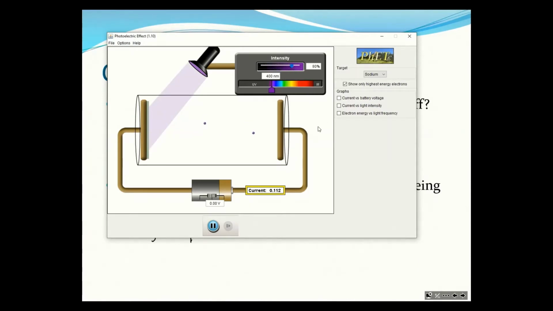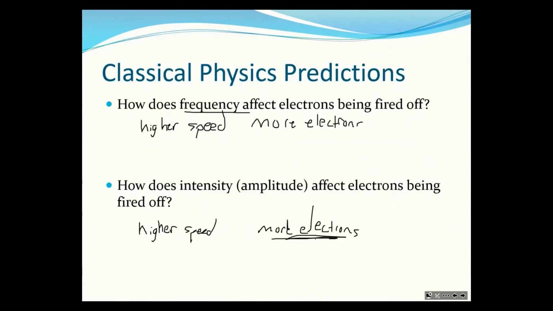And when I shine that light on it, you can see that light hits the plate and electrons fire off, okay? And when I increase my intensity, I get more electrons to fire off. So intensity with light would just be brighter light, right? If I lower my intensity, I get less electrons to fire off, right? So intensity makes more electrons fired off, which is what we predicted with the classical physics.